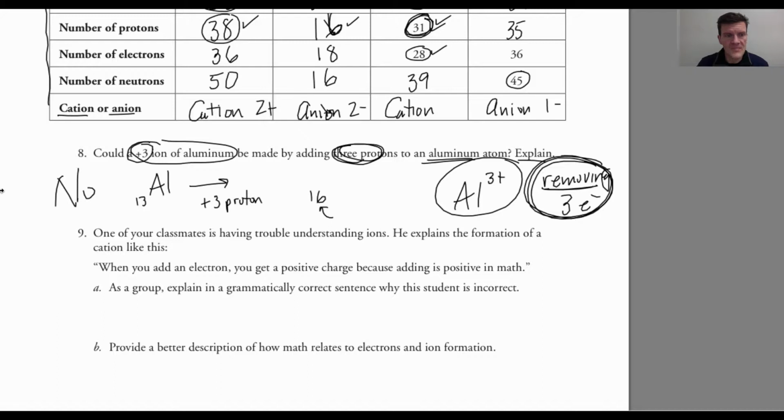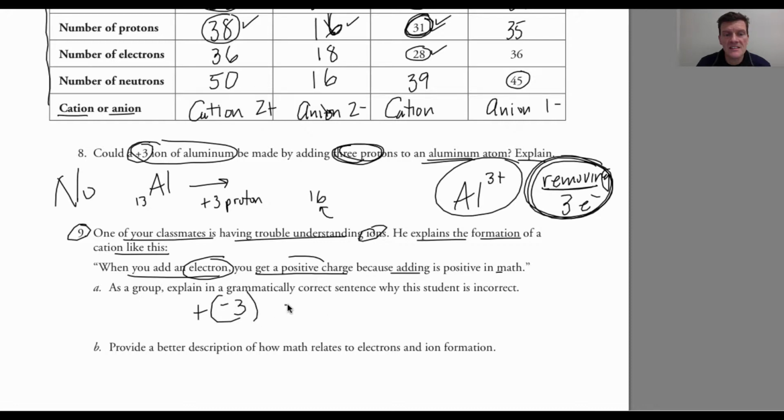Okay? Number 9. One of your classmates is having trouble understanding ions. He explains the formation of a cation like this. When you add an electron, you get a positive charge because adding is positive math. Well, you have to understand though, what you're adding is a negatively charged particle. Okay? So if you add a negative value, like if you add a -3, that is the same thing as subtracting 3.